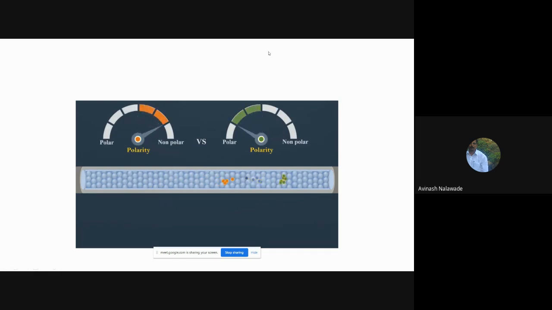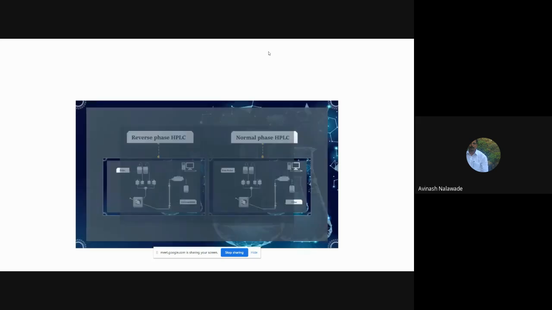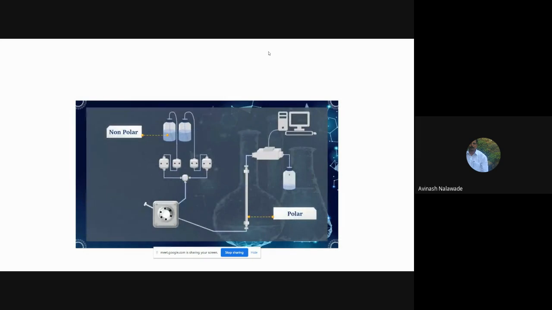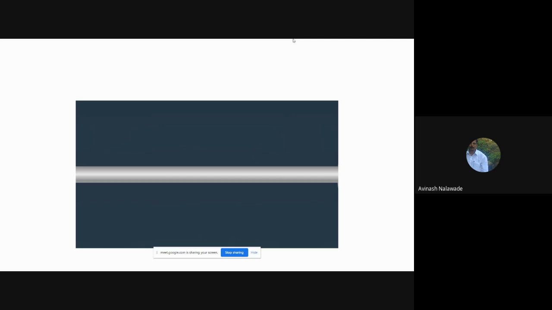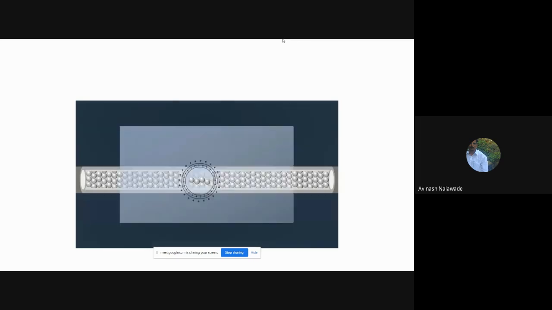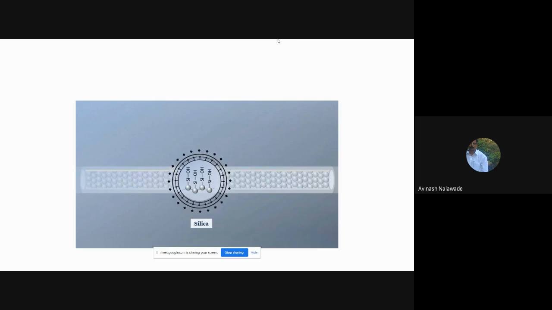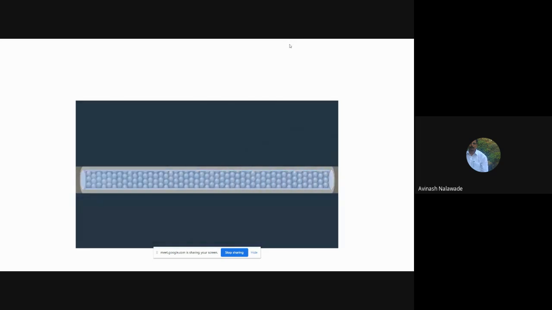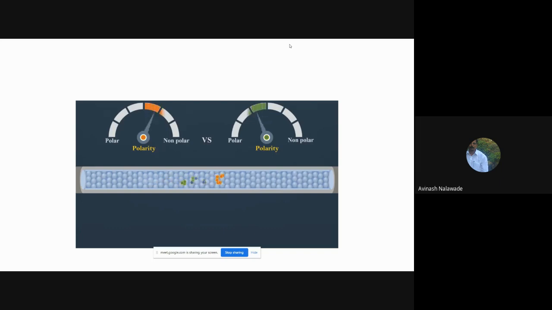The above two indicators showing the percentage of the non-polar and the polar solvent. Then in the normal phase chromatography, you know that difference between the reverse phase and normal phase, that is the only difference. Here only silica is there in the normal phase. See here how separation is taking place in the column. Yes, the above two shows the composition of the particular solvents.